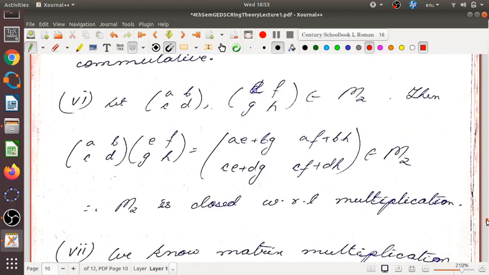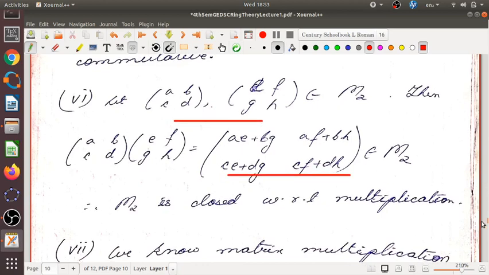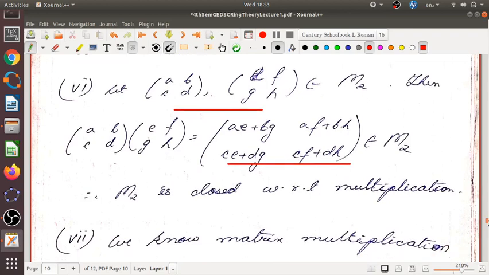Number 6 property, the product of 2 by 2 matrices is a 2 by 2 matrix. So you can just find the product and then say. In fact, it's not necessary to find the product also. If we multiply a 2 by 2 matrix with a 2 by 2 matrix, the answer is a 2 by 2 matrix, by definition of the product.